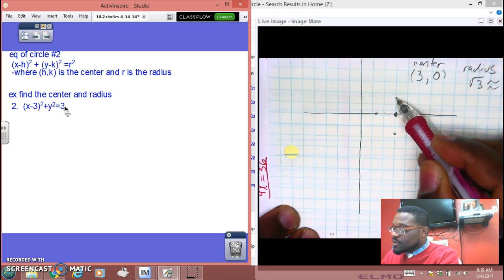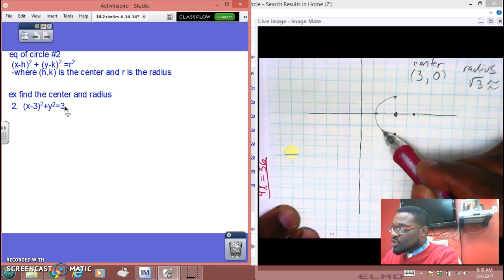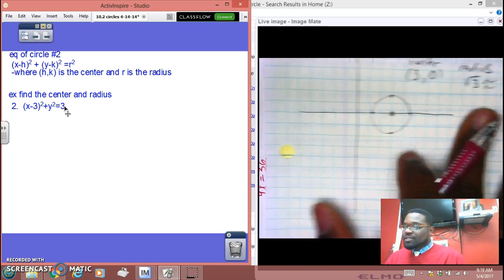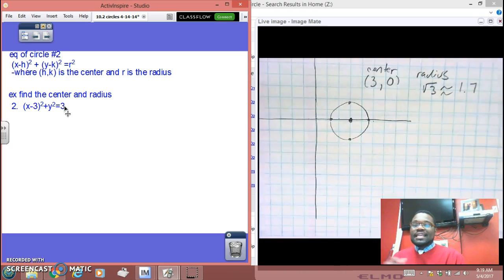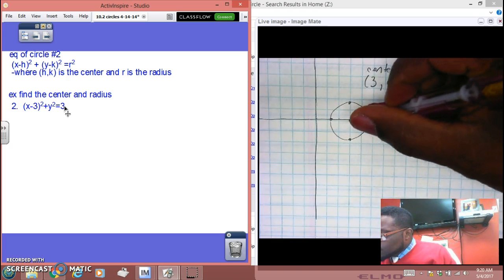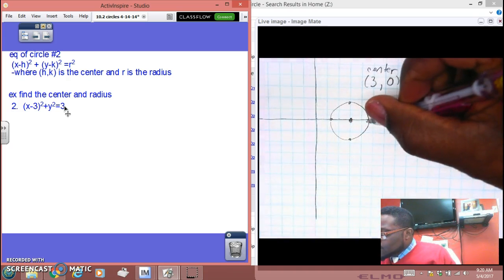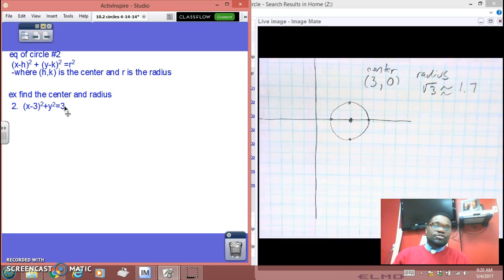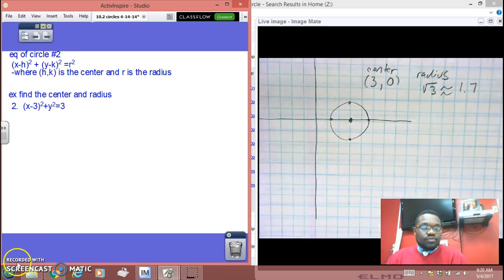1 and 1.7. And then again, don't draw a diamond. Try to draw a circle. There you go. So I approximated that my radius is about 1.7, and so I had to guesstimate where about 1.7 was from this point. 1.7 goes to the right, down, left, and up. That's how you graph circles.